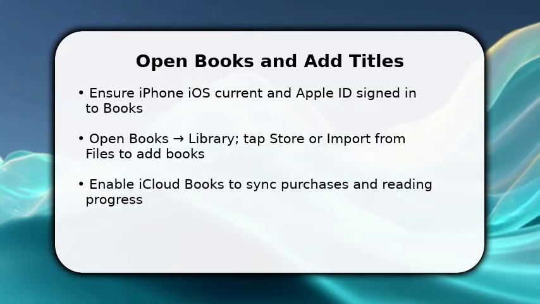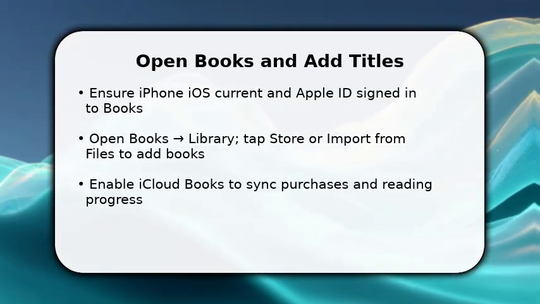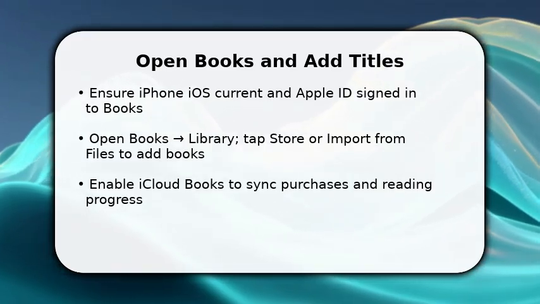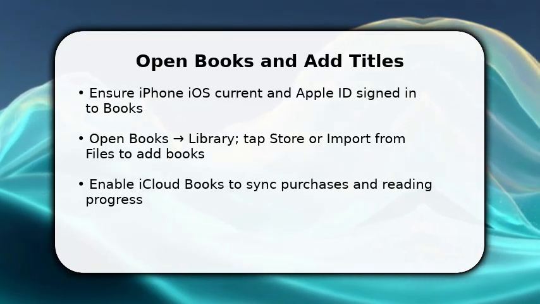You'll start inside the Books app. Sign in if prompted and go straight to Library. Tap Store to buy or tap the three-dot menu to import EPUB or PDFs from files. Once a title appears, tap it to begin downloading. This keeps the file local and available offline.